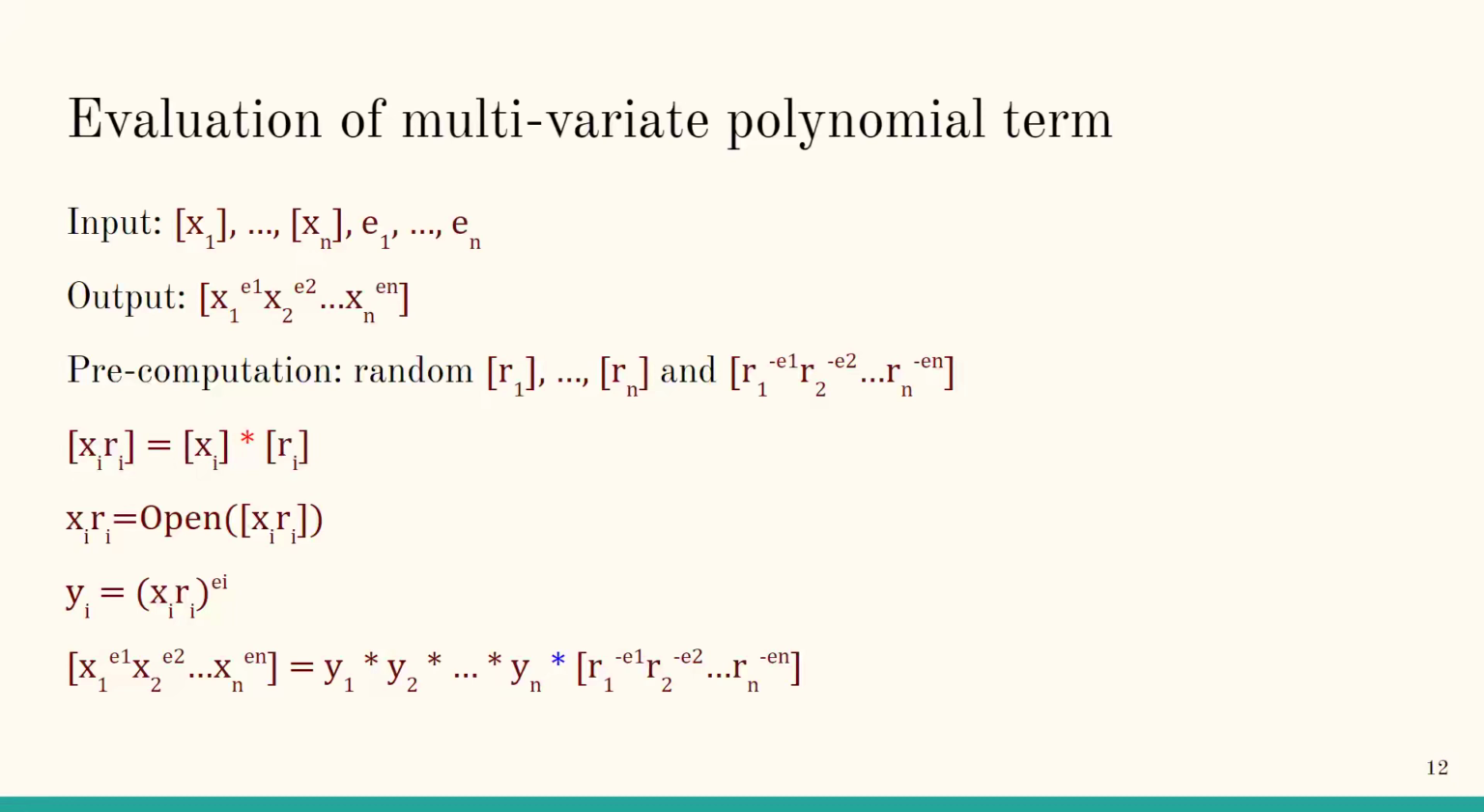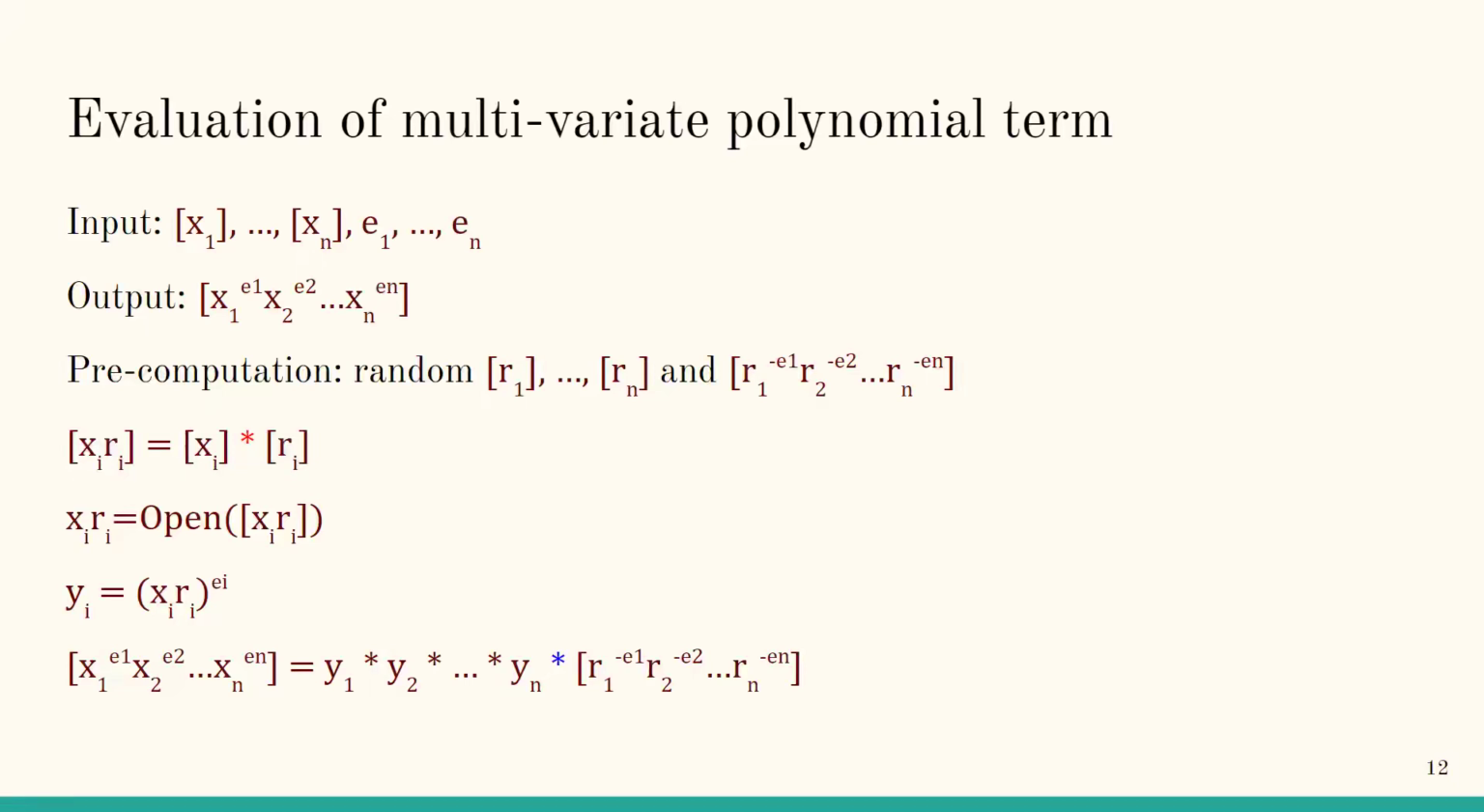To do this, we pre-generate secret shares of n random values, as well as secret shares of their inverses raised to the respective ei's. In the first step, we multiply each xi with Ri. Then we open those values. By opening these values, it allows us to perform some of the heavier computations, such as raising to the power of ei's, as well as multiplying them all together in the clear, and require no communication between parties.